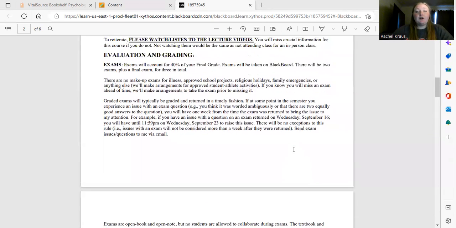So for your grade, it's going to be a weighted average. It's not going to be a points-based system. We're going to have 3 exams, and those will account for 40% of your final grade. So there's 2 exams throughout the semester plus the final exam. Those 3 equal 40% of your total grade.